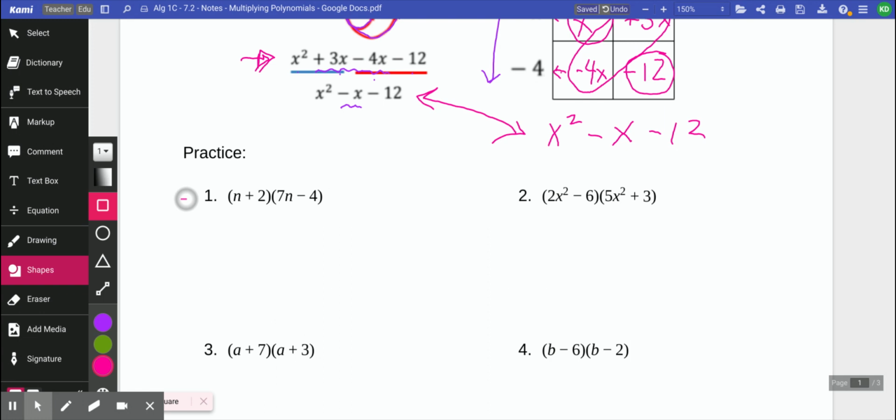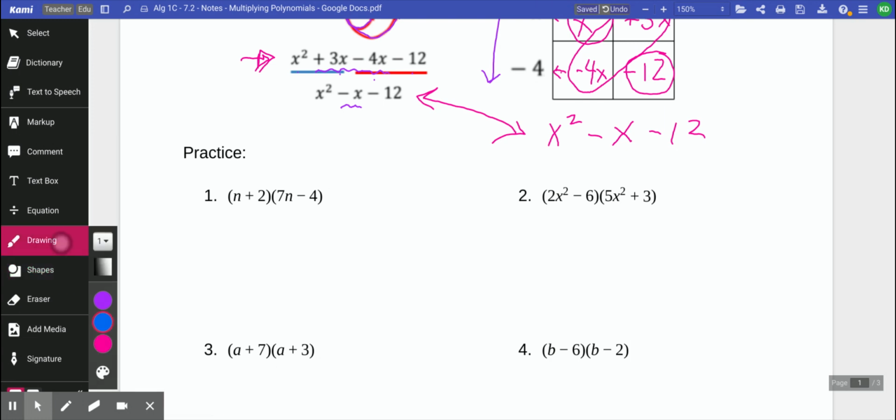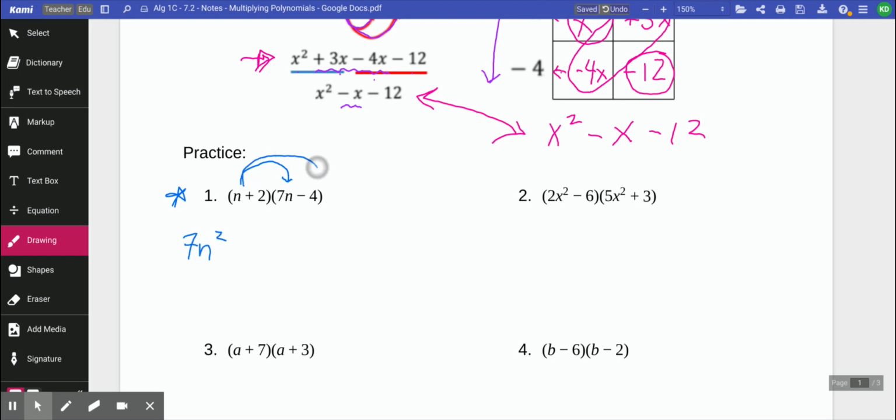So our first example, number one, we have n plus 2 as our first polynomial times 7n minus 4. You can use the double distribution or the expansion box method. Choice is yours. So n times 7n is 7n to the second power, or 7n squared. N times negative 4 is negative 4n. And then we move to the second term. 2 times 7n is 14n. And then 2 times negative 4 is negative 8.